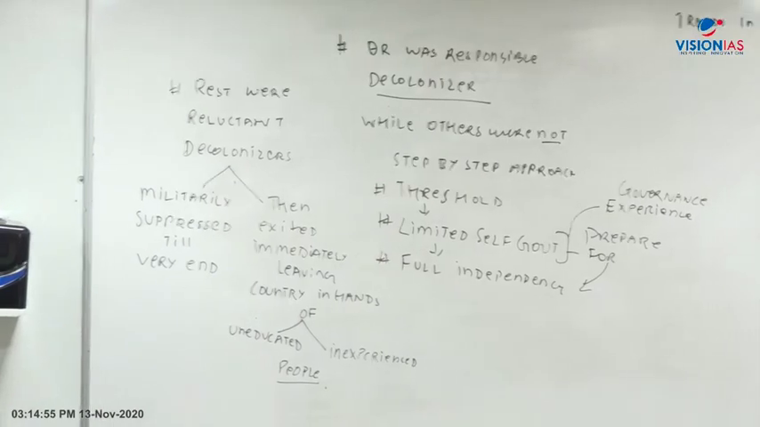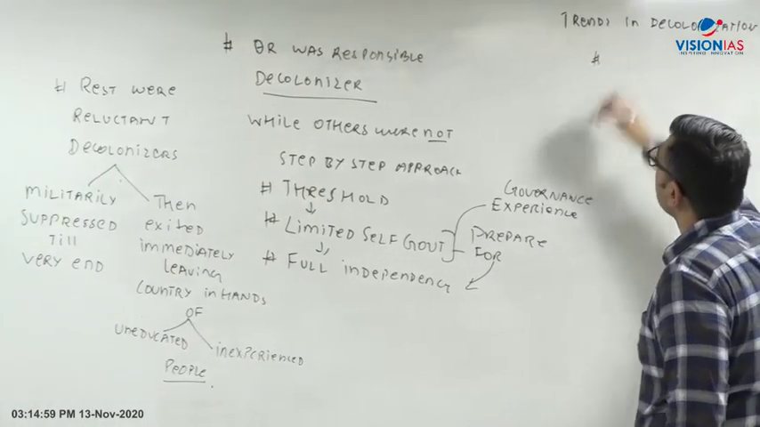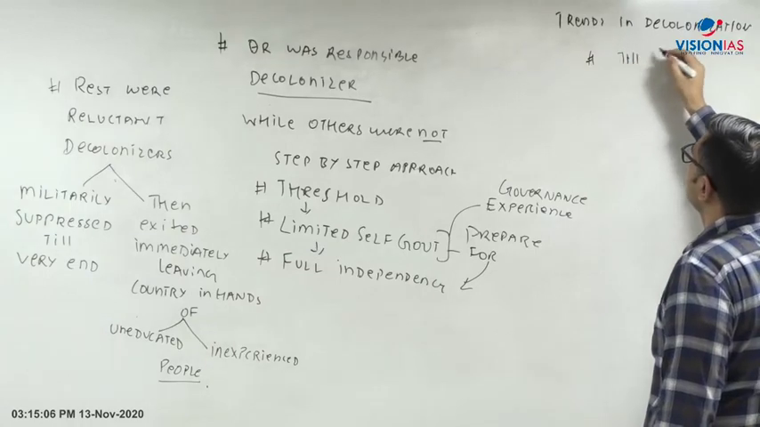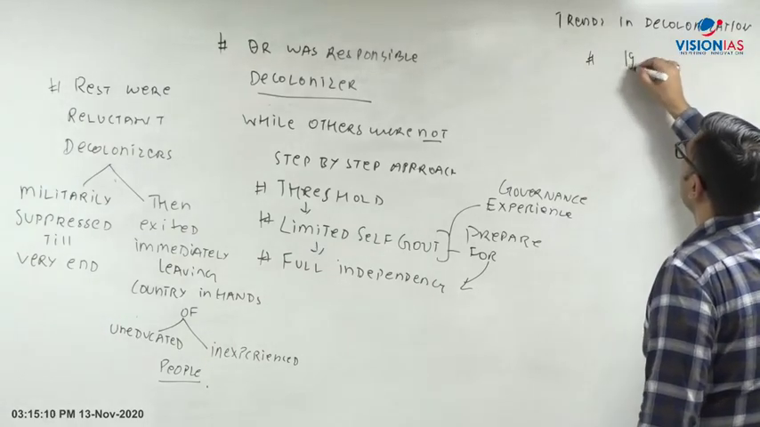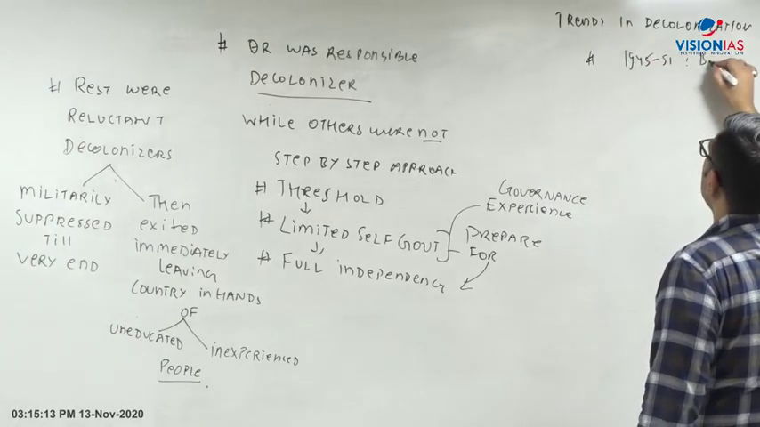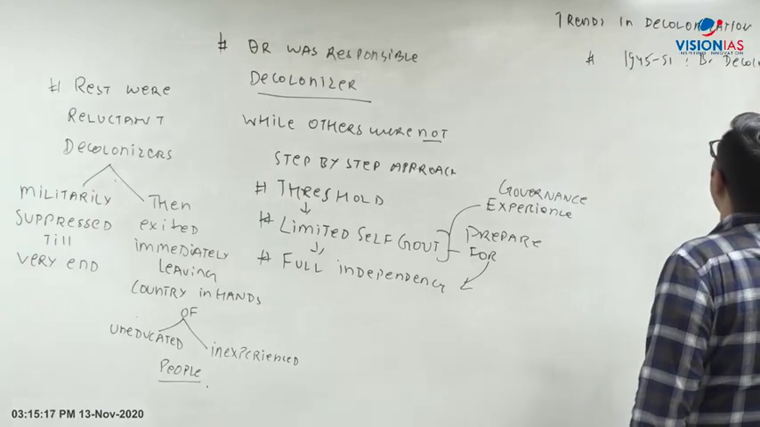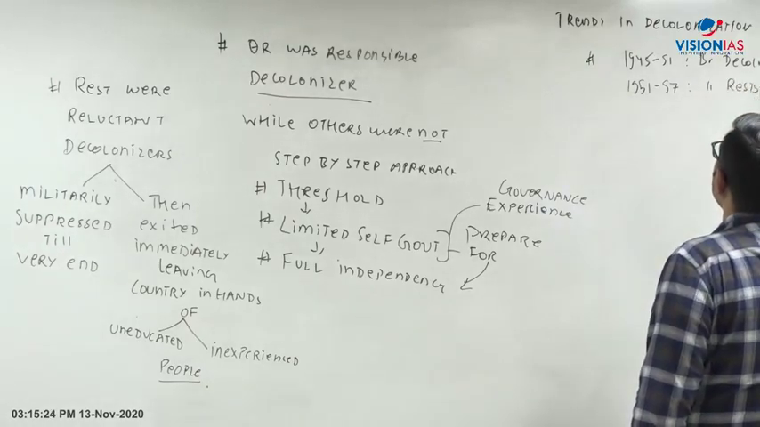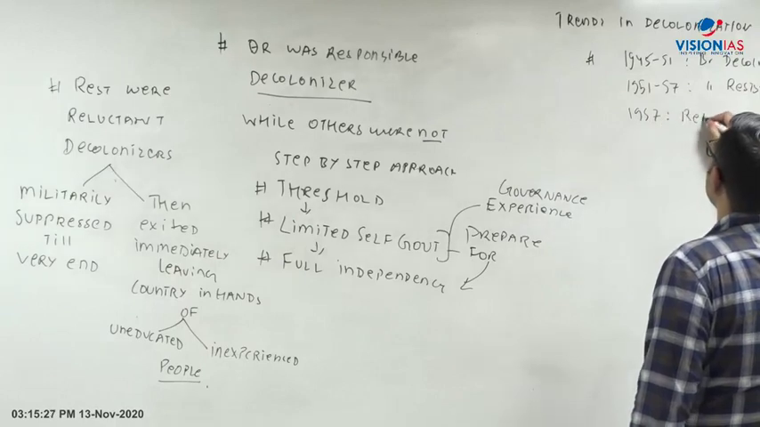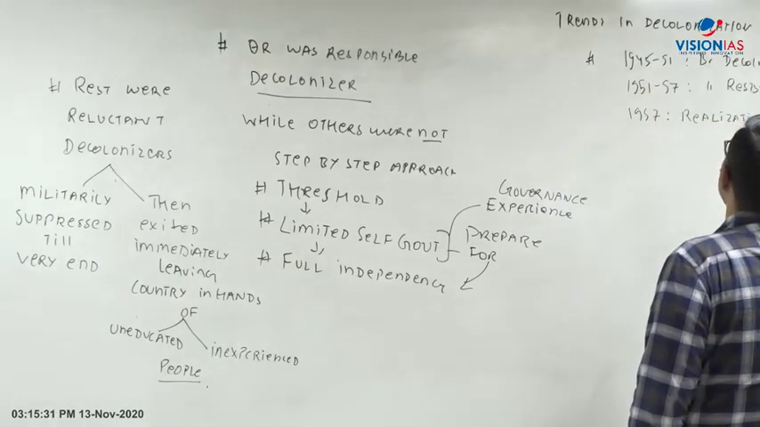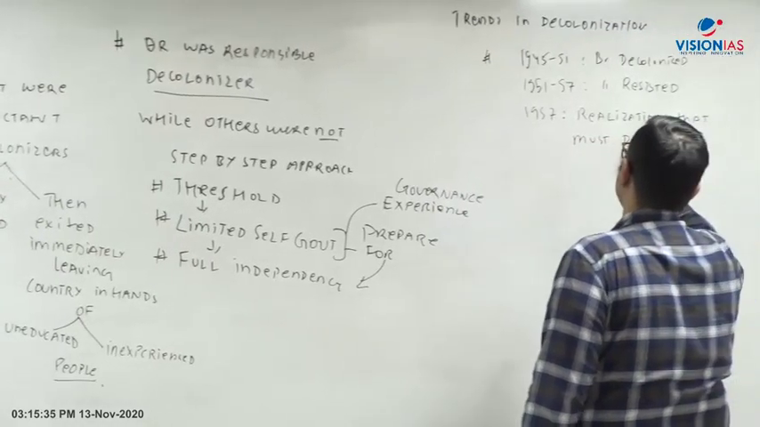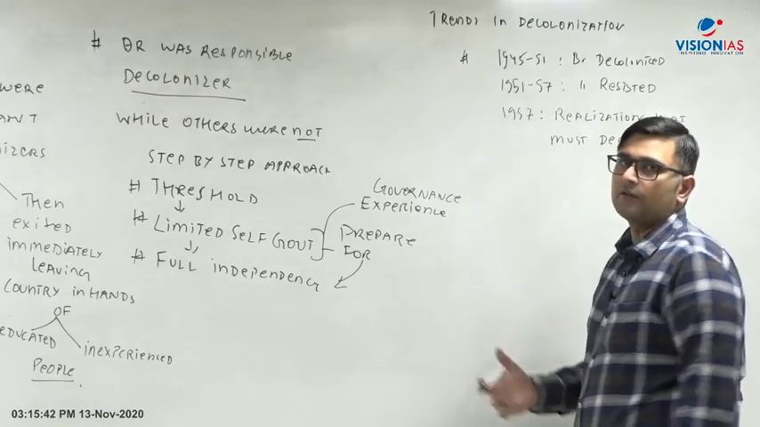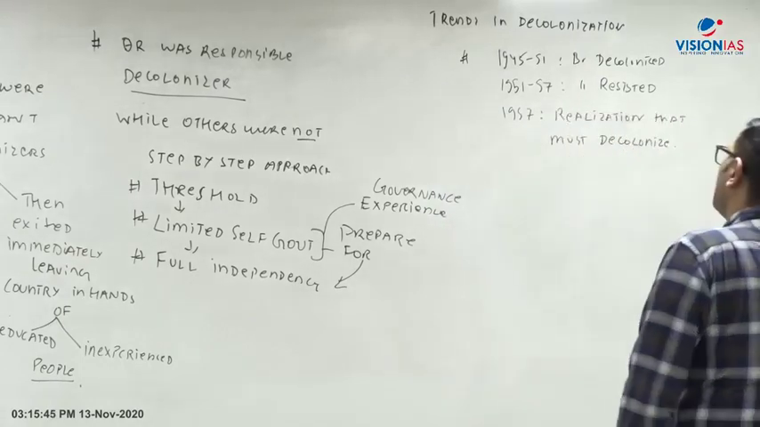Right. So therefore, this is how you can talk about it. Apart from this, what were the other trends? The other trend we can see is a timeline trend. Till 1951: 1945 to 51, the British decolonized. Then 1951 to 57, the British resisted. Then in 1957, there was a realization that now we must decolonize. So in 1957, Ghana became the first country to be decolonized in Africa. So this is happening.